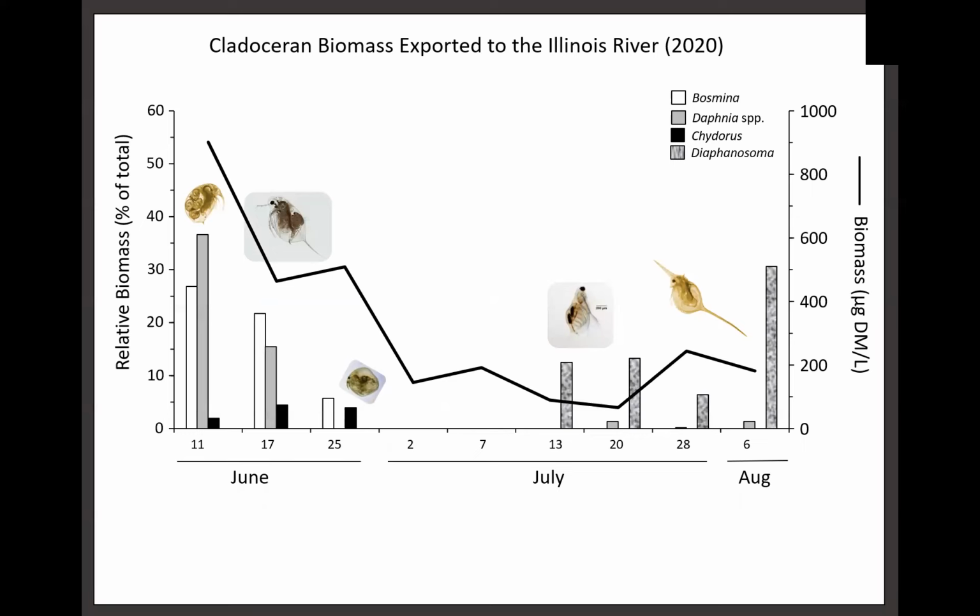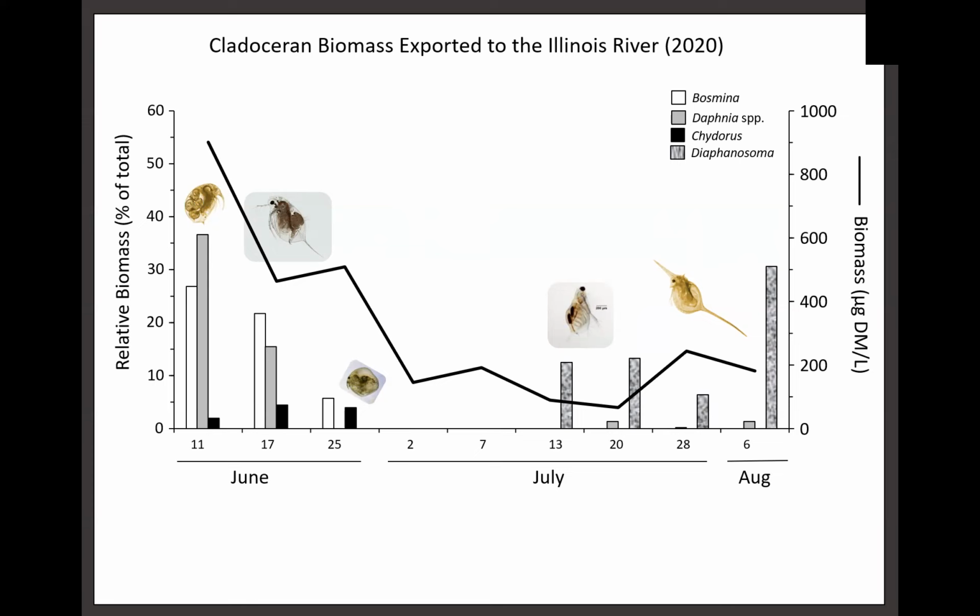If we look a little closer at the cladoceran community, the timing of the drawdown really captured a seasonal shift in the cladoceran community that agrees with our longer-term annual monitoring data. The early pulse of biomass to the river was mainly comprised of native cladoceran species, those being Bosmina, shown on the far left, Chydorus, down here at the bottom with the dark bar, and then this native Daphnia species, Daphnia galeata, shown on the left.